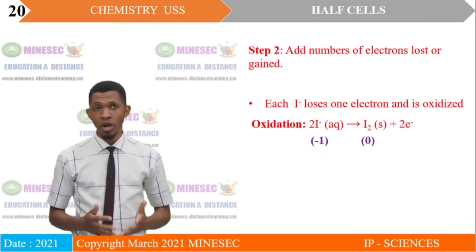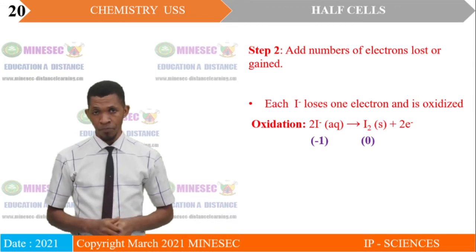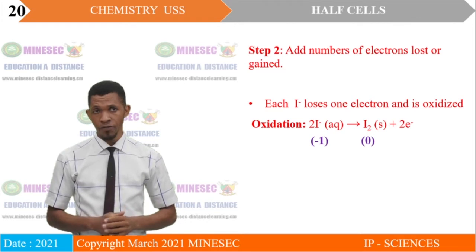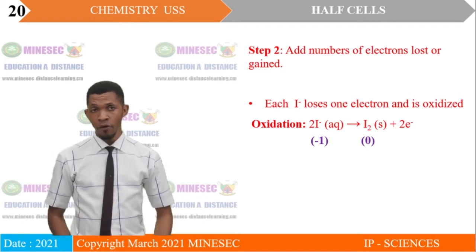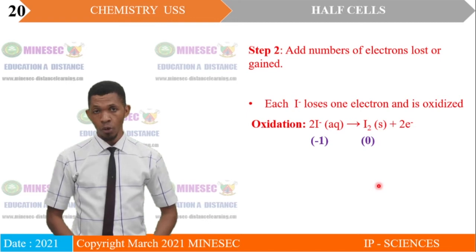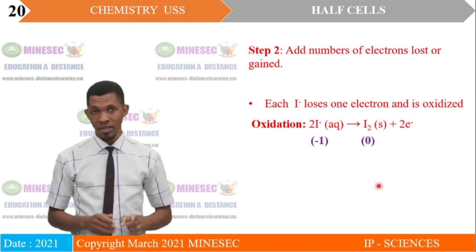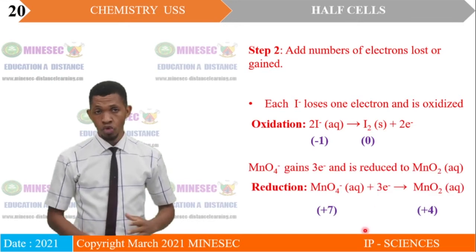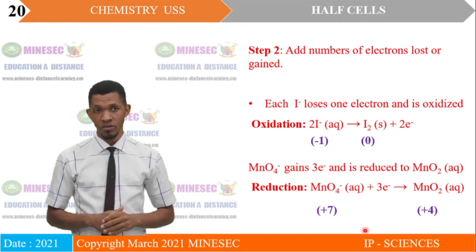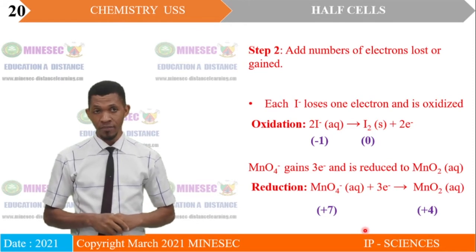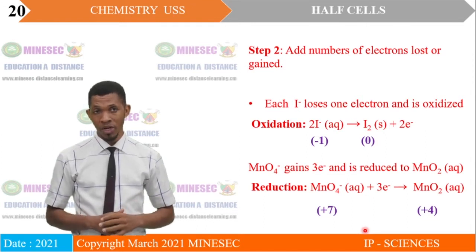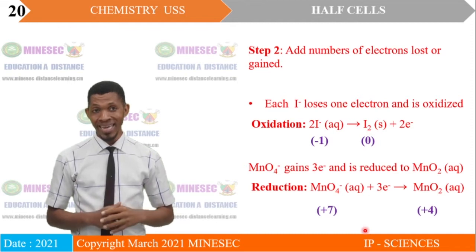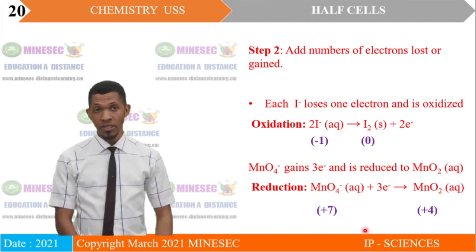Step 2, add the numbers of electrons lost or gained. For the oxidation number of iodine to change from negative 1 to 0, each iodide ion will lose an electron. Therefore, the oxidation half equation will be 2 iodide giving 1 iodine and 2 electrons. Also, for the oxidation number of manganese to change from plus 7 in permanganate ion to plus 4 in manganese 4 oxide, each manganese atom will gain 3 electrons. And so, the reduction half equation becomes permanganate plus 3 electrons giving manganese 4 oxide.